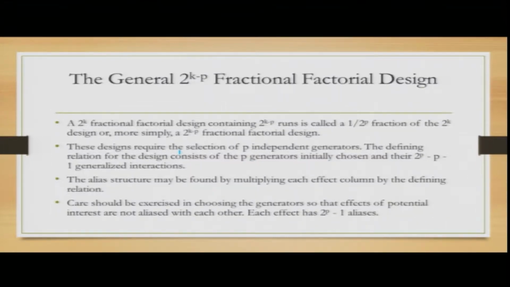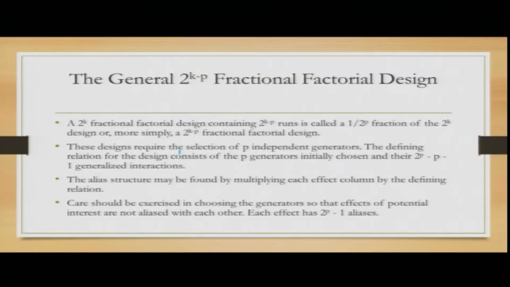Now, if you remember, I did mention that we generalize to the 2 to the power k minus m factorials, where m is basically p. So, the general 2 to the power k minus p fractional factorial design problems, and we will consider the basic notions about that. A 2 to the power k fractional factorial design consists of 2 to the power k minus p runs and is called a 1 by 2 to the power p fraction of the 2 to the power k model. We have k factors and try to reduce them by a factor of 2 to the power p such that we subsume the overall significance of all the factors with maximum efficiency, where we subsume the effects of the least number of factors while giving the maximum amount of information. Simply, we will mention it as 2 to the power k minus p fractional factorial design.